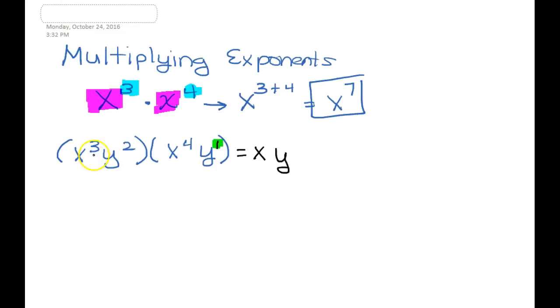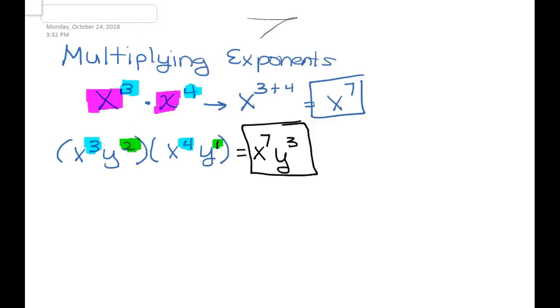Now how many x's do I have? In order to figure out how many I have to look at my exponent. So how many x's do I have? Good, I have 7. Now just for some color variation, let's look at how many y's I have, looking at the exponents. Good, I have 3 y's. So my answer ends up x to the 7th, y to the 3rd. Whenever we multiply exponents, all you're doing, and this is one of those nice things, just add the exponents.